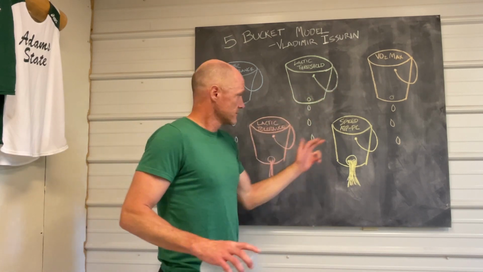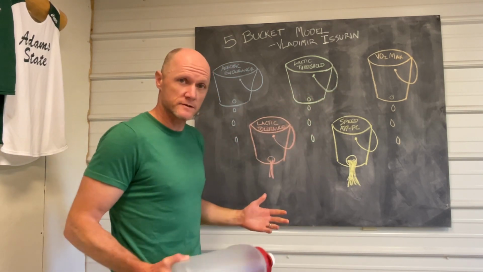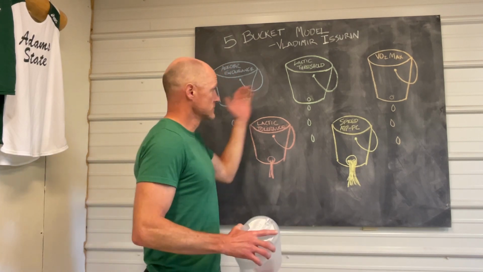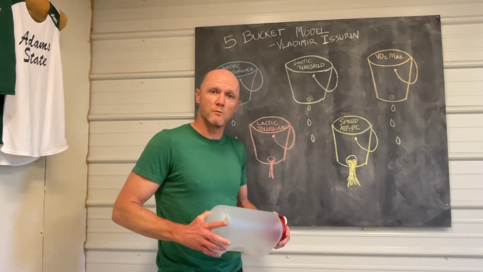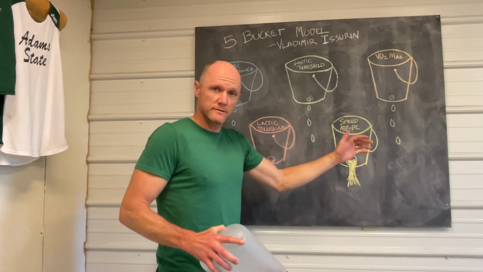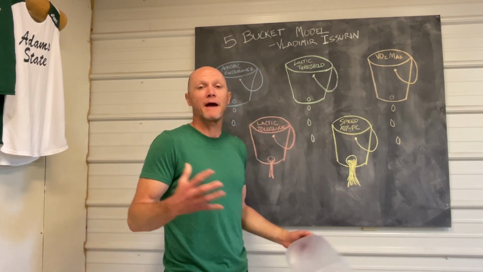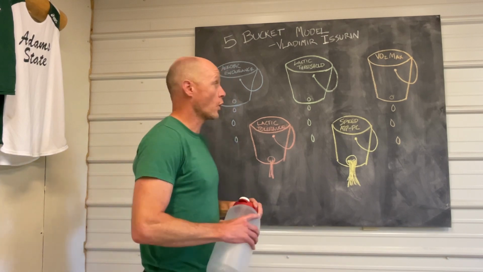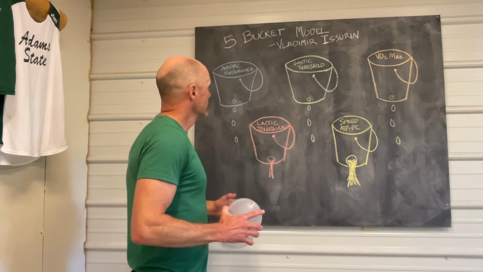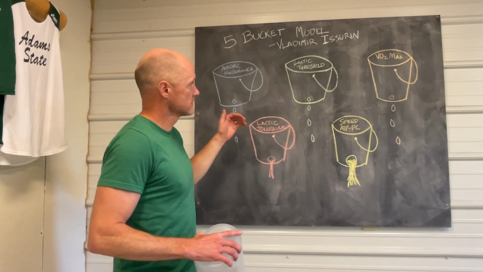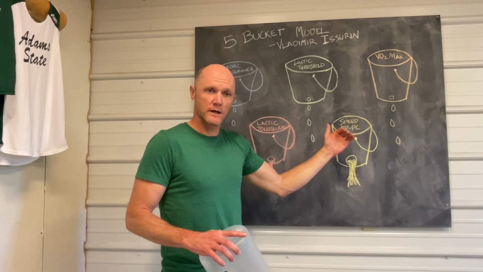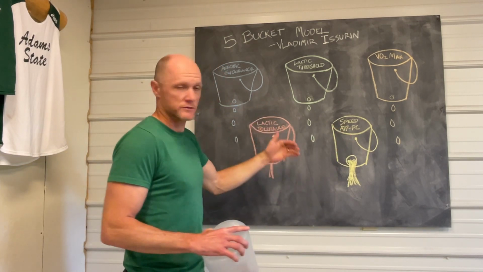The 5 buckets represent the 5 components we would want as a distance runner, or as a runner in general, to be full, or at least have some water in them on race day. The size of the buckets represents the capacity we have to hold the residual training effect, or the water. The residual training effect is the result of the work we do during the week in each of those component areas.